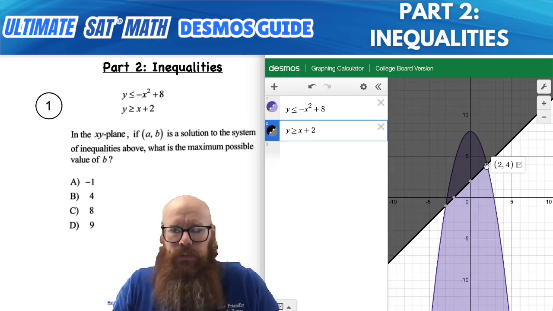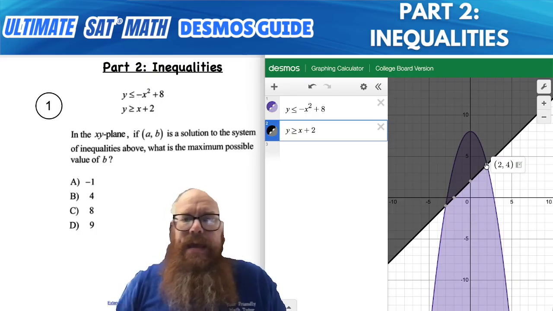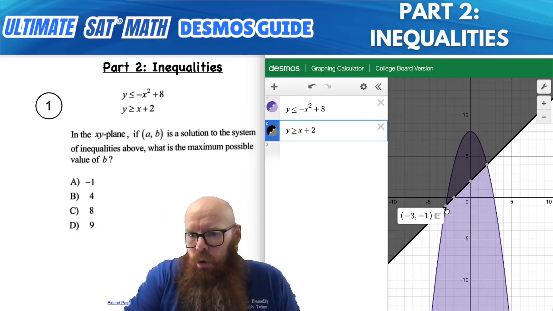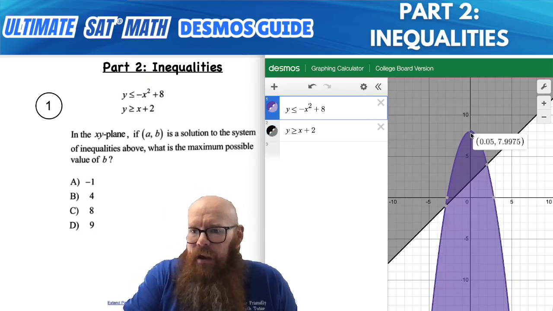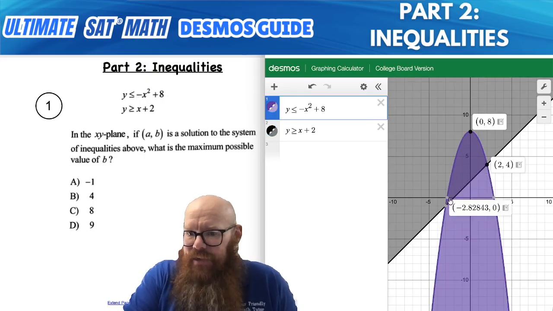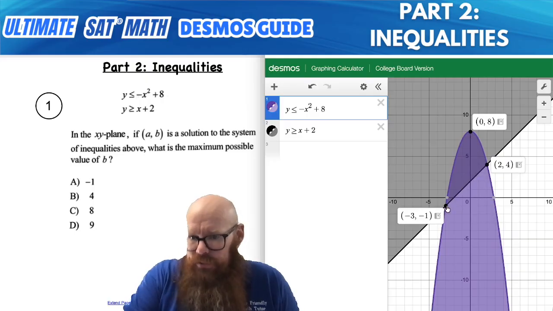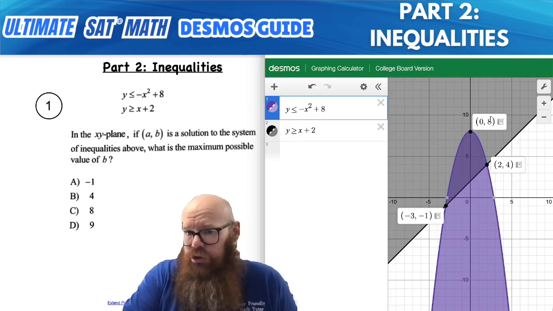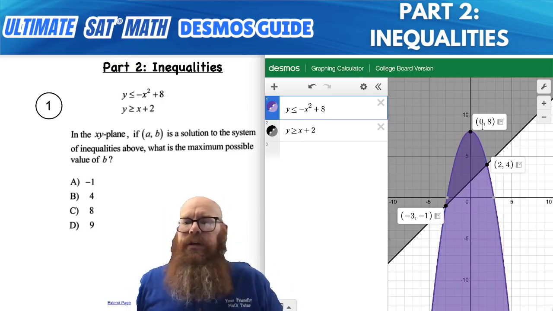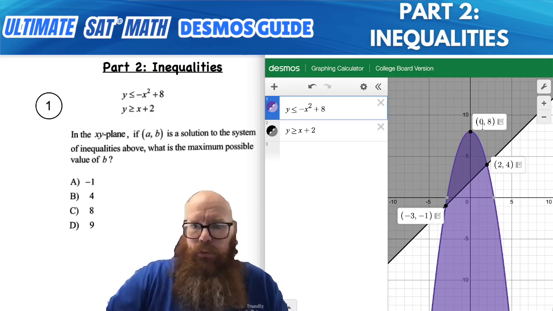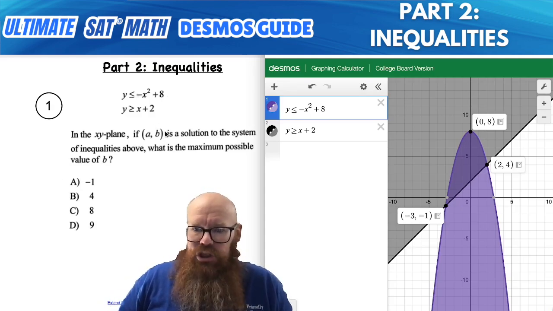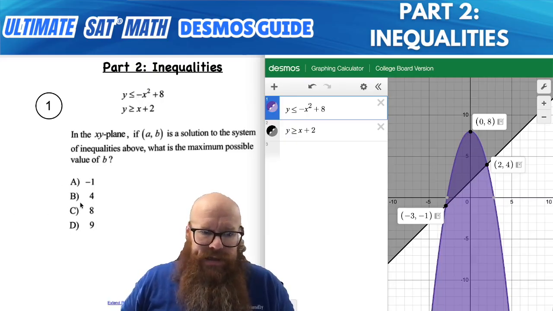What's the maximum possible value of B? Well, B is the y value. So what we're looking for is the highest y value we could have, which is actually up here at 8. It's not these. You might think it's those, but these are kind of our boundary points. But the highest y value we can have is actually going to be 8. So we're just using the Desmos graph and answering the question appropriately and realizing that B is just y. So the largest y value in our solution region is 8.